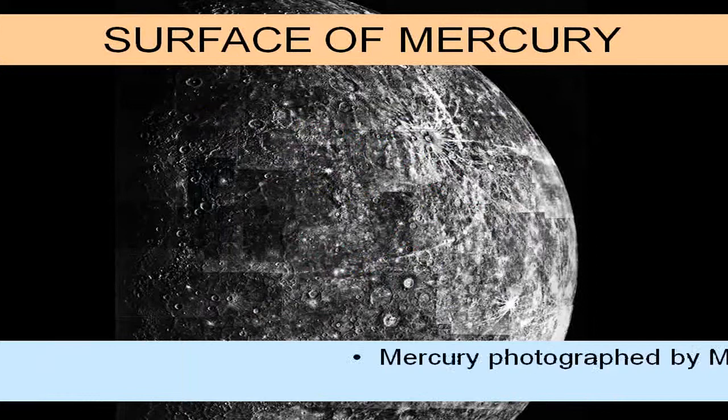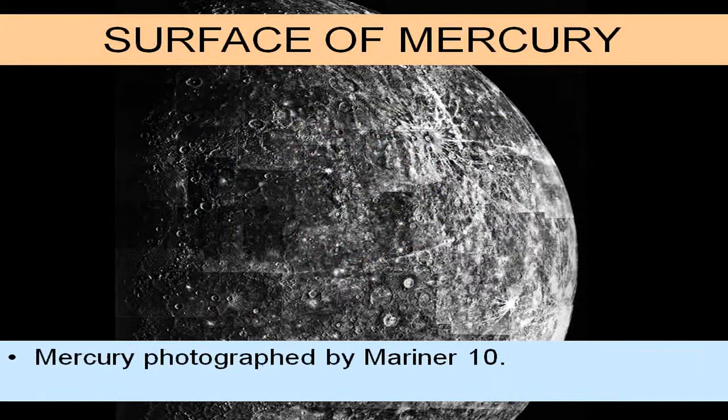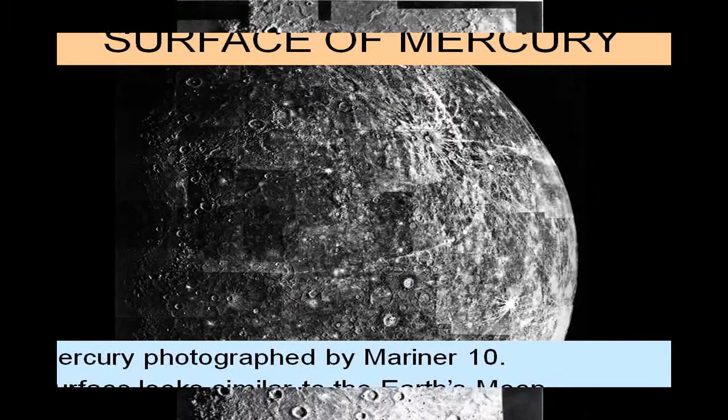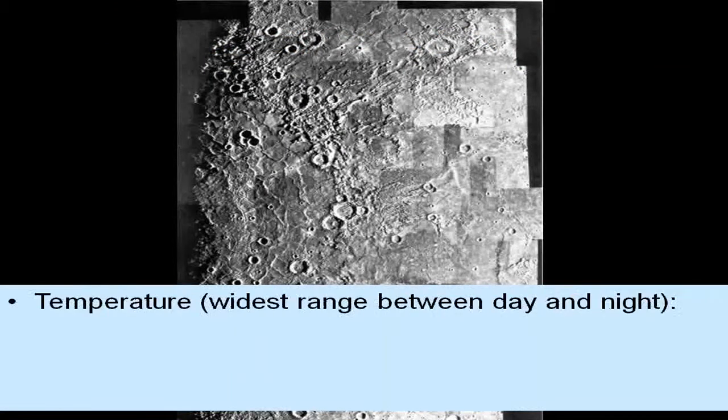Looking at the surface of Mercury, again, it kind of looks like the Moon, and this is a composite picture of pictures taken by Mariner 10. So it's got very similar features to our Moon. No atmosphere. Here's a look at a particularly large crater on Mercury, Chloris Basin.